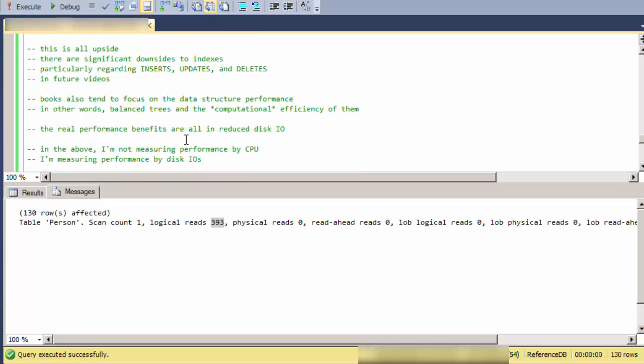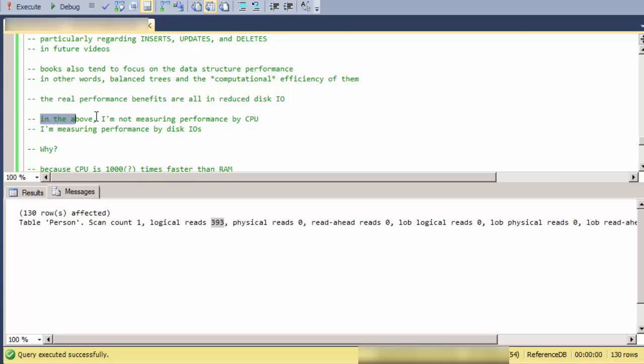The other thing I don't like in a lot of the education for indexes is they tend to focus on the data structure performance. Although that's really good for algorithmic efficiency and evaluating computational efficiency, in a database the real benefit is reduction in disk I/O. So when I evaluate these things throughout this video, I didn't look at the CPU performance of these, and I was exclusively looking at the disk or the page IOs. So why am I not looking at CPU? Well, CPU is 1,000 times, give or take, faster than RAM.